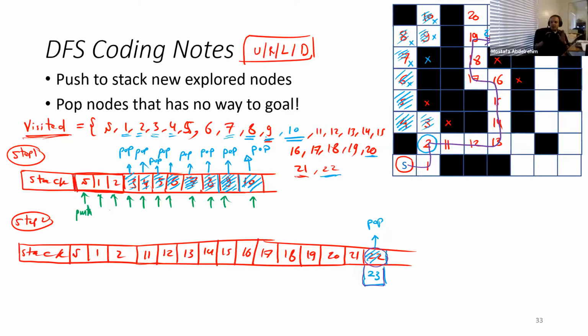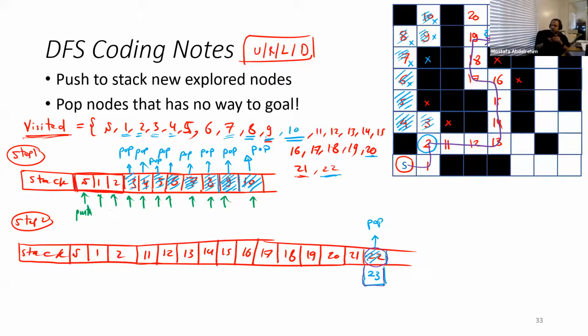So the bottom line here is two important points. We will use a stack, and also we will create an array called the visited nodes, and we will update this array each time we visit a node.